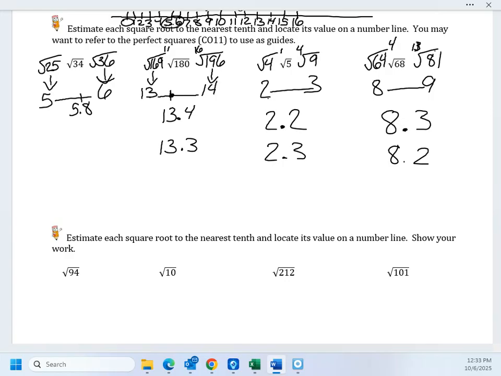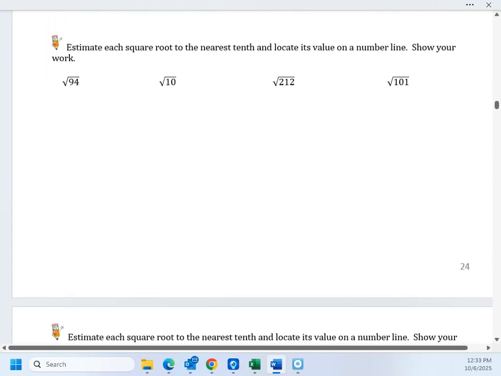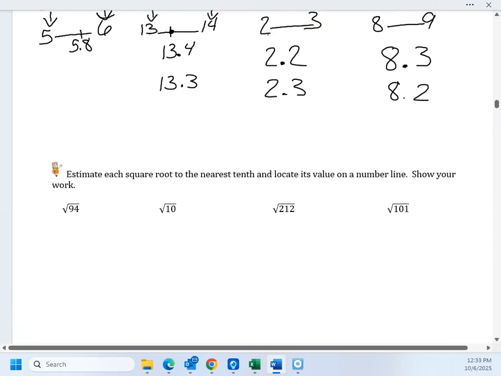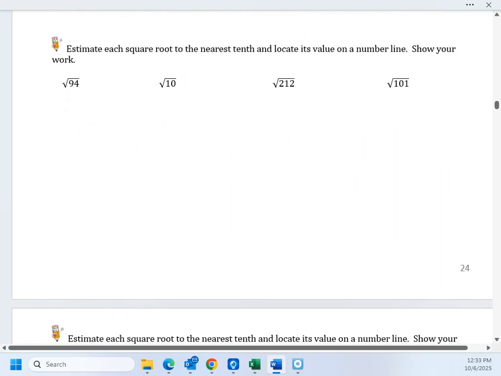Okay, so now, it says estimate each square root to the nearest tenth and locate its value on the number line. Show your work. So everything we just did up here, that's what I want to see. That is showing your work. That's making the number line. Your two square roots that you write down, use them in your number line. Your answer has to be that first number, then the decimal point, and then which side of the half you are going to go to.